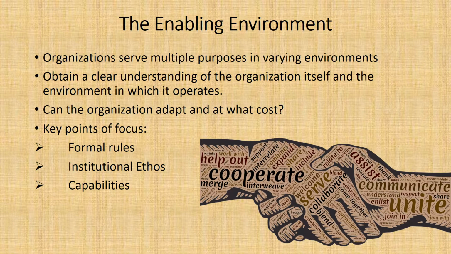Some key points to scrutinize in regards to this are assessing the formal rules by which the organization operates in regards to legal framework, doctrine, and rights. Additionally, examining the institutional ethos of the organization will reveal details about the organizational culture, beliefs, traditions, and history, and how they have evolved over time. All of these elements will feed into the capabilities within which the organization operates.